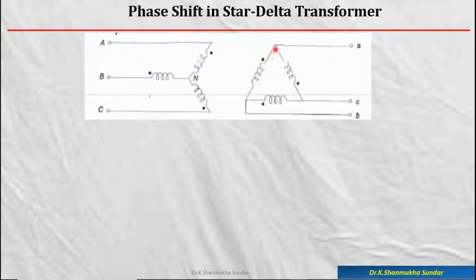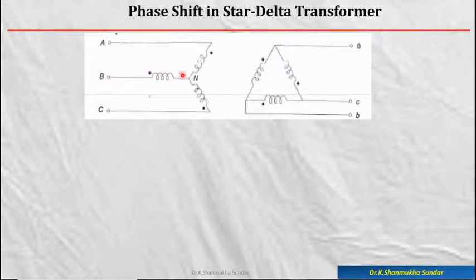This is the terminal a and this is the terminal b, so that means this is small ab. This winding is in parallel with this one. Therefore the voltage of this phase and this phase are in phase with each other. So VAN, the phase voltage on the star side, will be in phase with the phase voltage on the secondary side, that is ab.